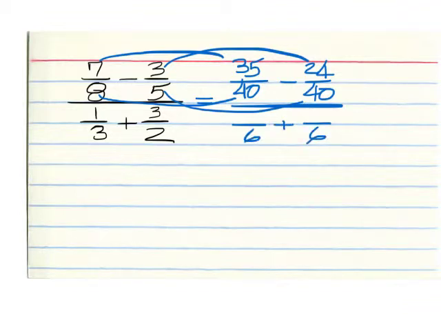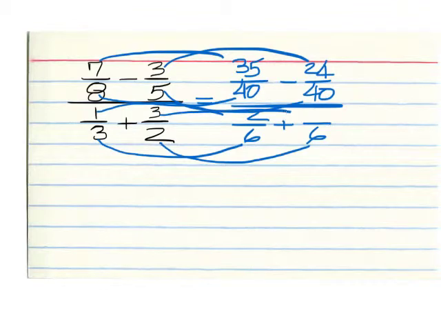On the bottom, your common denominator is 6. You're multiplying 3 by 2, so 1 by 2 is 2. And 2 times 3 is 6. 3 times 3 is 9. And then simplify. 35 minus 24 on the top is 11 over 40. And then on the bottom, 2 plus 9 is 7 over 6.